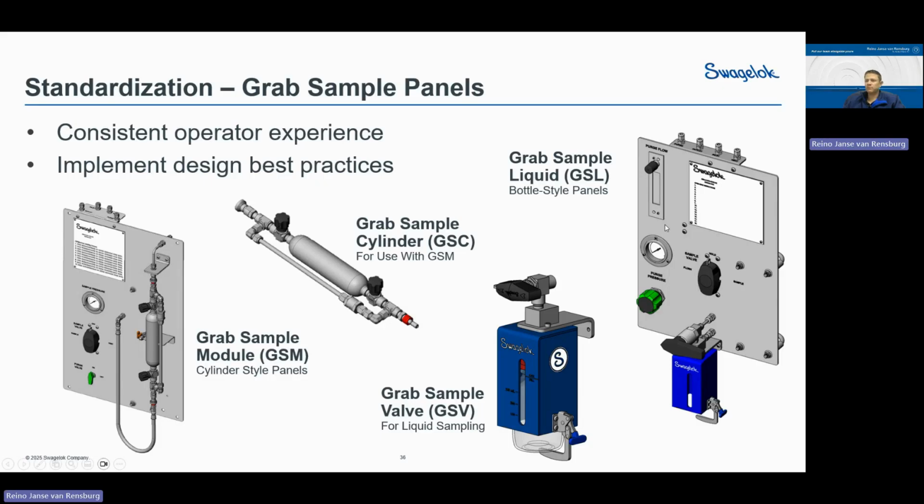So you can see the panel on the left is called our GSM panel. And then we've got our GSL for liquid on the right. And then we've got our GS valve, which is the blue with the shroud for taking the bottle. And our GSC is basically our grab sample cylinder. And then they all come in various different configurations and options. So these are, like I mentioned, for gas sampling, and then either just liquid or your volatile liquid. So this covers all of those processes.